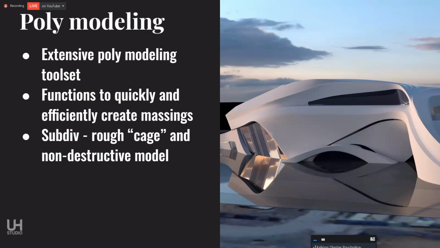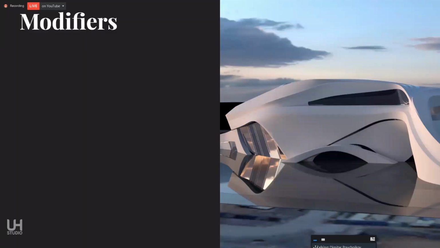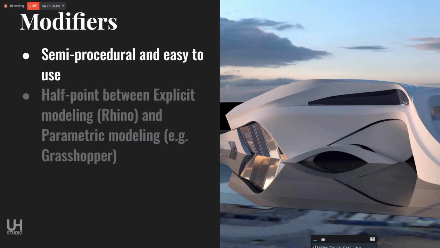Subdiv is amazing. It's a mixed world between pure polymodeling and NURBS modeling because we can still have a rough mesh and do some amazing stuff with a pretty rough mesh. So for me, it's actually like digital sculpting. And modifiers are quite important as well because they allow us to quickly produce pretty complex things without having all the time to go through Grasshopper.